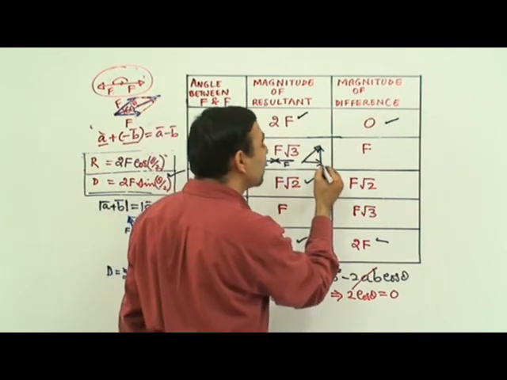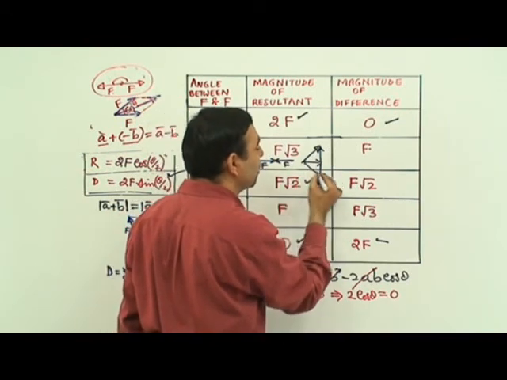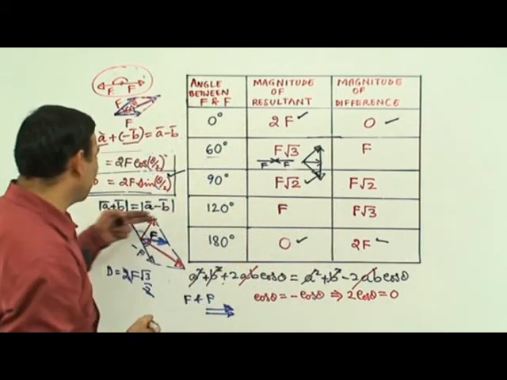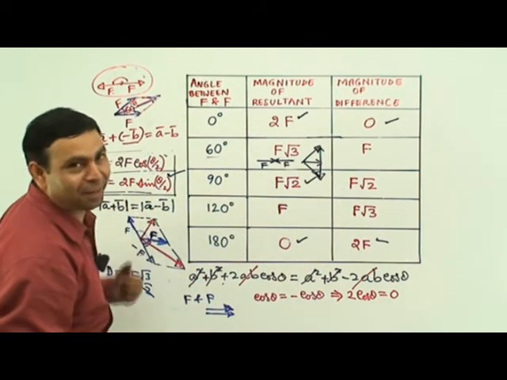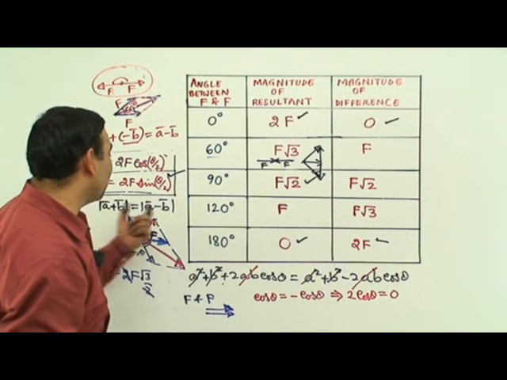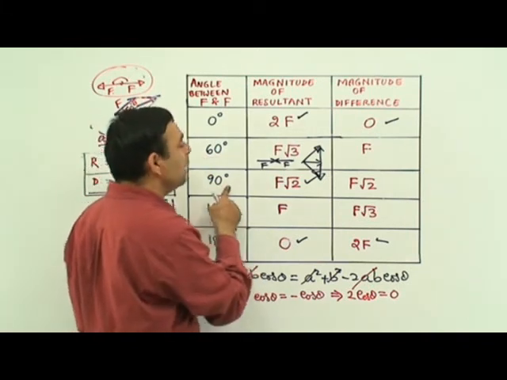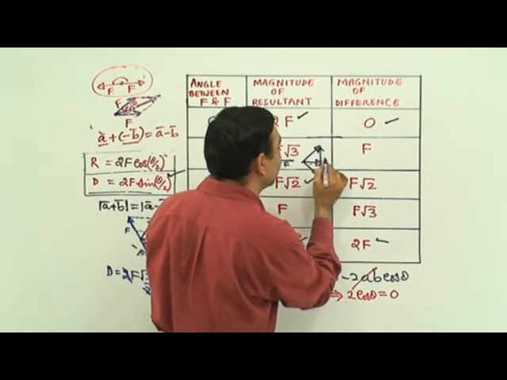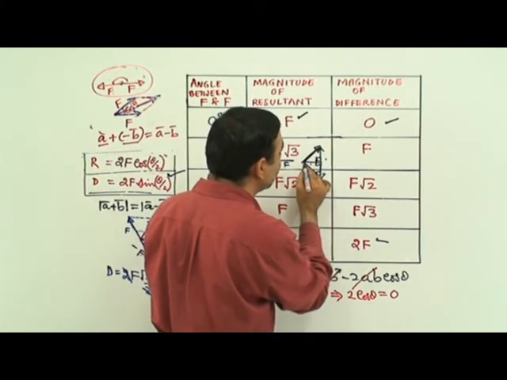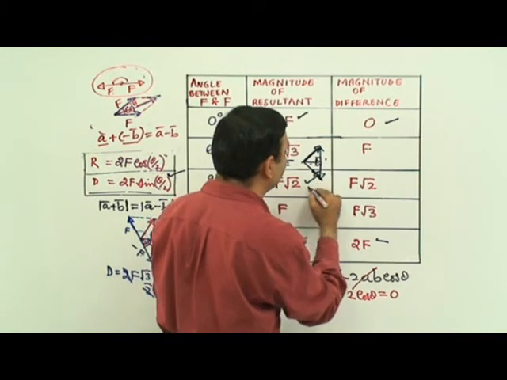And even the magnitude of the difference will also be f root 2, because we know mod of a plus b equals mod of a minus b means the angle between a and b is going to be 90 degrees. Fine. So the magnitude of the resultant or difference is going to be the same when the angle between a and b is 90 degrees. Over here the angle is 90 degrees, and they are of equal magnitude f and f. So it is the diagonal of a square, f root 2, and the difference also will have the same magnitude f root 2, so that part also you will remember.